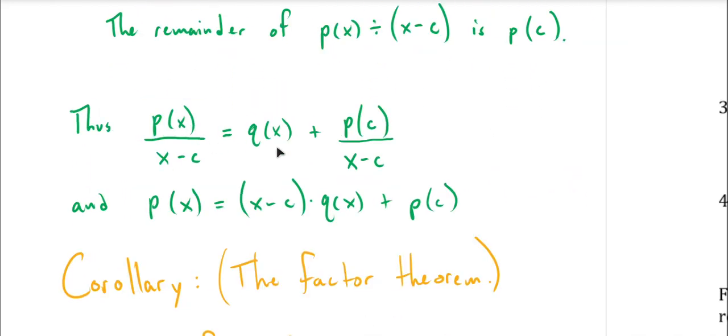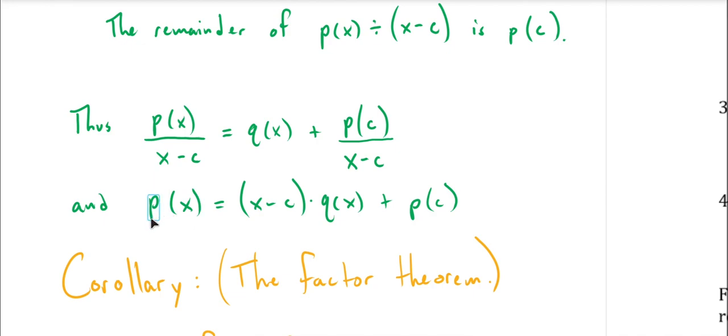Let's first note, however, that if we can write the remainder as p of c, then we have the following facts: that the polynomial p of x divided by x minus c will give me some quotient polynomial plus the remainder divided by this original divisor. This is sort of like the mixed number version of polynomial division, where we've rewritten something that's perhaps an improper fraction as a polynomial plus a proper rational, where the degree of the numerator, which is now just a number, is smaller than the degree of the divisor.